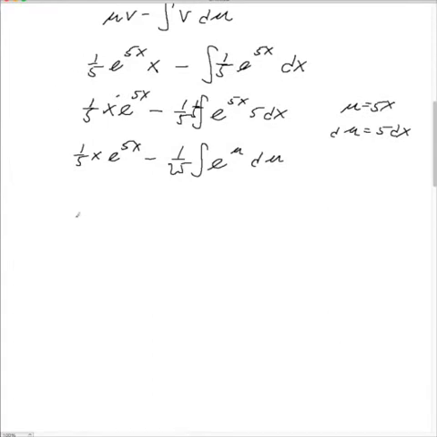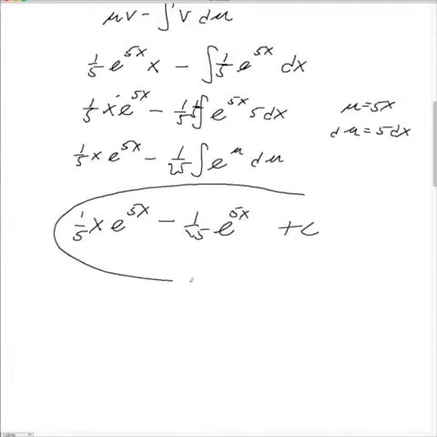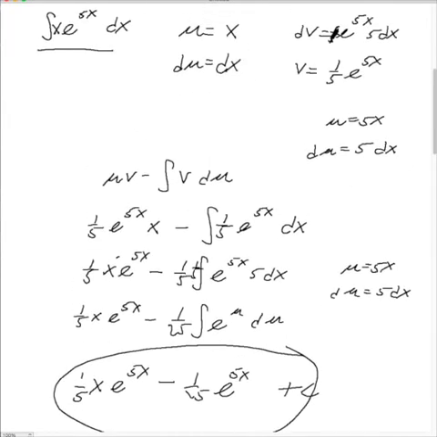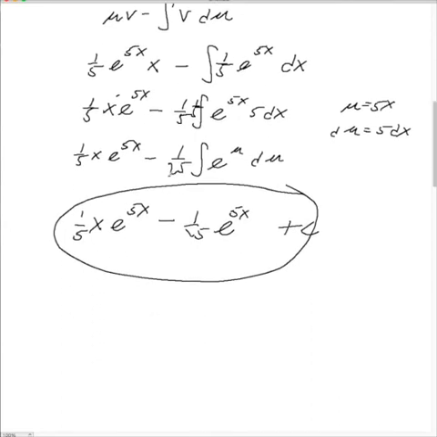And now we have the final answer: 1/5 x e to the 5x minus 1/25 e to the u, which I'll just plug the u back in right now, is going to be e to the 5x plus constant. And you can check for yourself that when you differentiate that, you will get back the original problem after you reduce it. Okay, so here's another example of an integration by parts, and I also threw the other u substitution in there just for good measure.